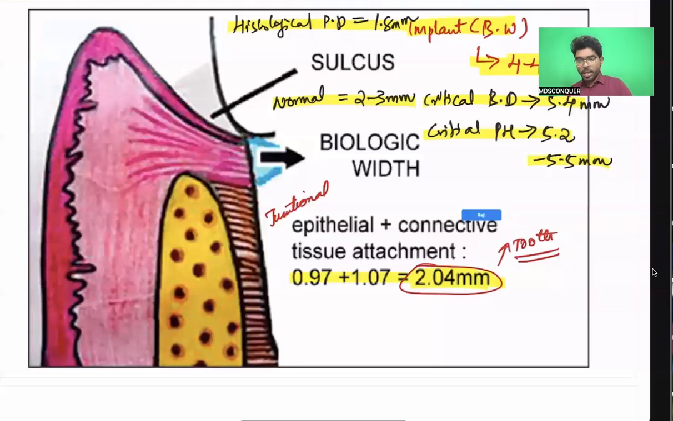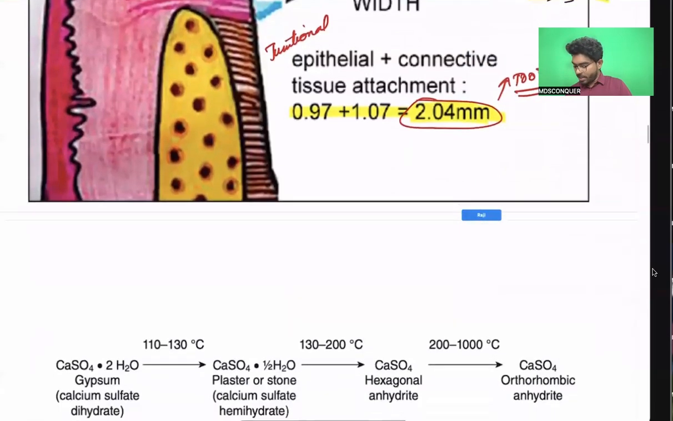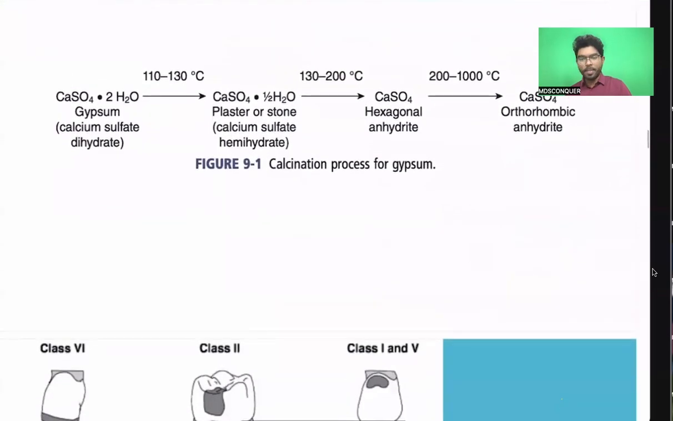I'm moving to the next aspect. Okay, so dental materials related stuff. I hope you're familiar. They can ask you a sequence based question, a very important sequence of reactions that takes place in the calcination process of your gypsum. Okay, so gypsum is basically, you can see, calcium sulfate hemihydrate. Okay, so it is hemihydrate.